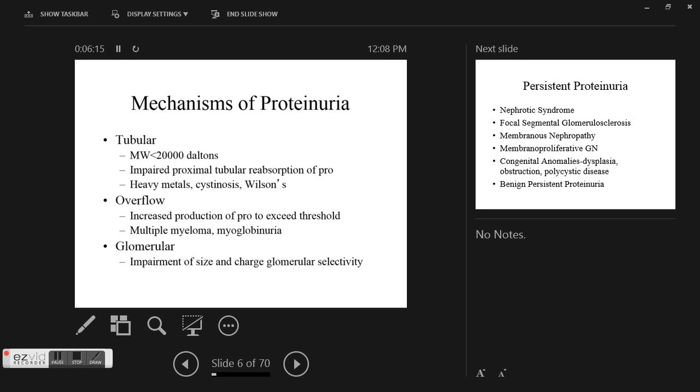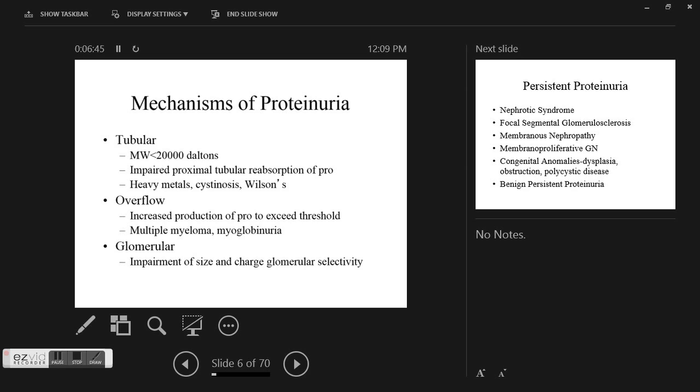Tubular implies that you have a defect in the proximal tubule because you've exceeded that threshold for protein excretion. That can be seen in lead poisoning, that's a big one. So lead intoxication, cystinosis, and Wilson's disease. Those are your top 3. So that's again very important to know, especially for your boards. Overflow won't be on our boards because we're pediatrics, but for those of you that are med peds, multiple myeloma and myoglobinuria are your etiologies there.